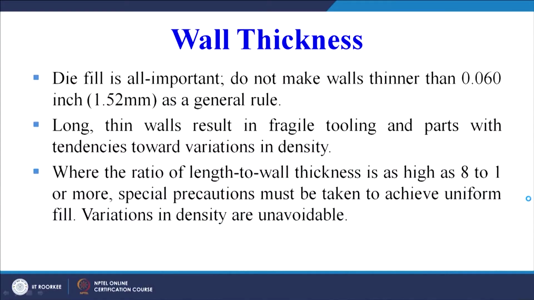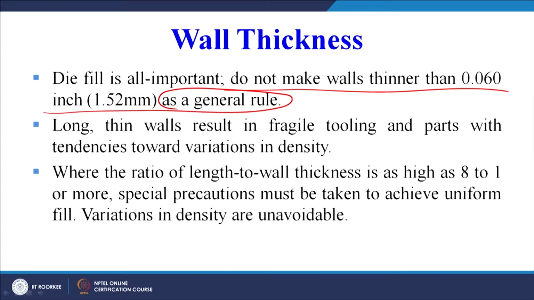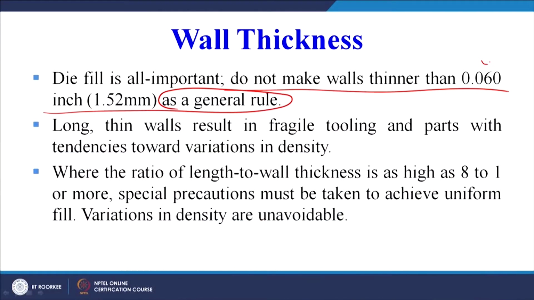So die fill is all important. Do not make walls thinner than 0.060 inch as a general rule. This is the value given here, and the values are given in millimeter also. I have read the sentence twice to make it clear that 1.52 millimeter must be kept in mind. Walls must not be thinner than 1.52 millimeter in case of powder parts or parts made by metallic powder.